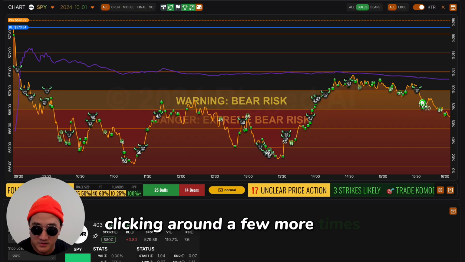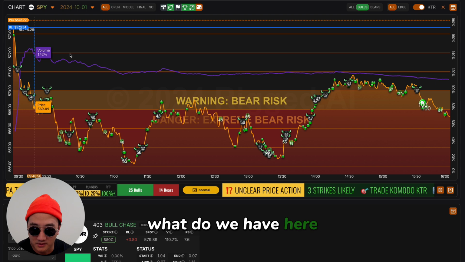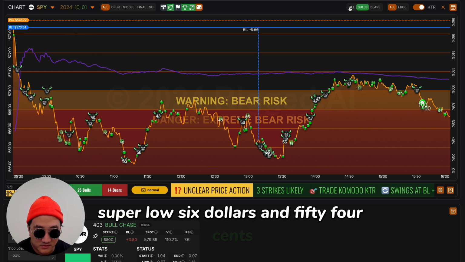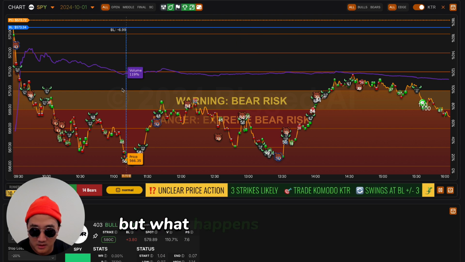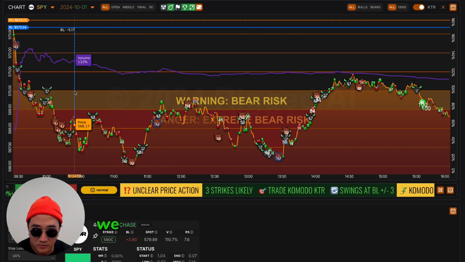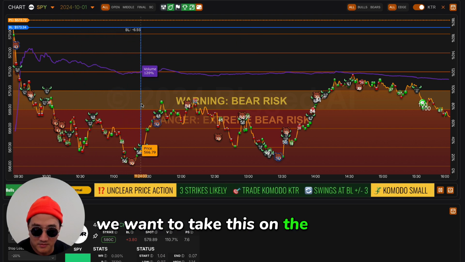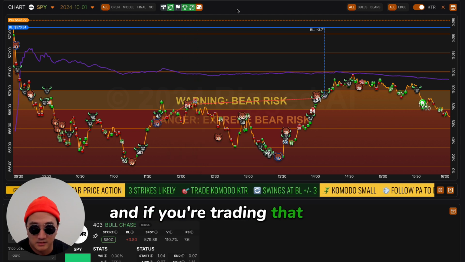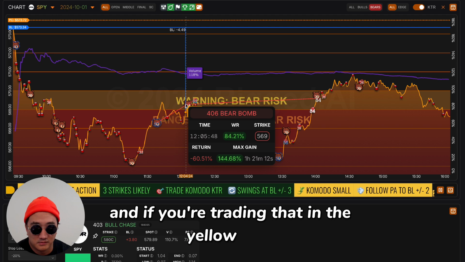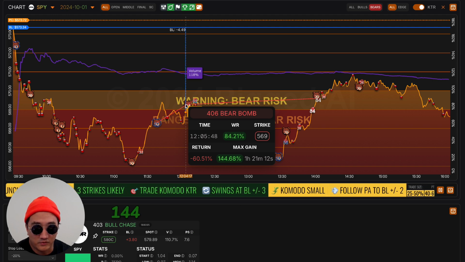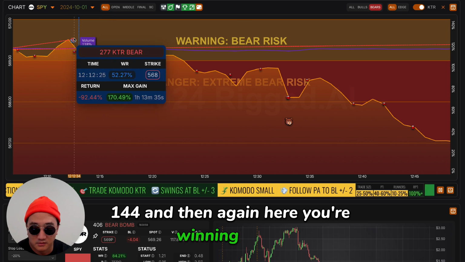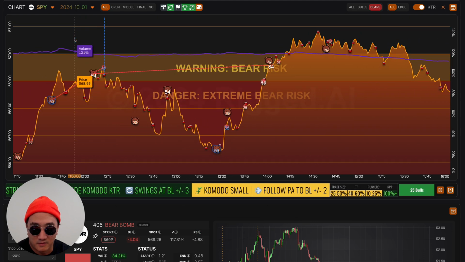Clicking around a few more times. What do we have here? Super low, $6.54. But what happens once again? We want to take this on the bounce back into the yellow. And if you're trading that in the yellow, 144. And then again here, you're winning 170%.